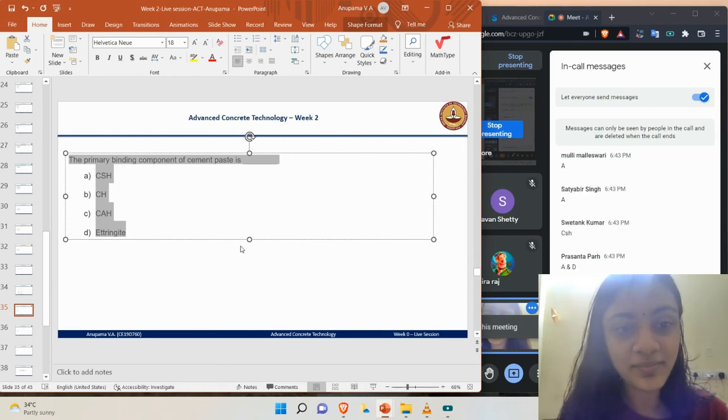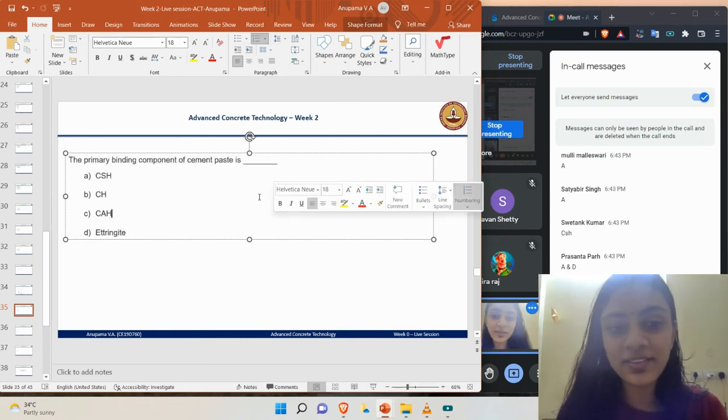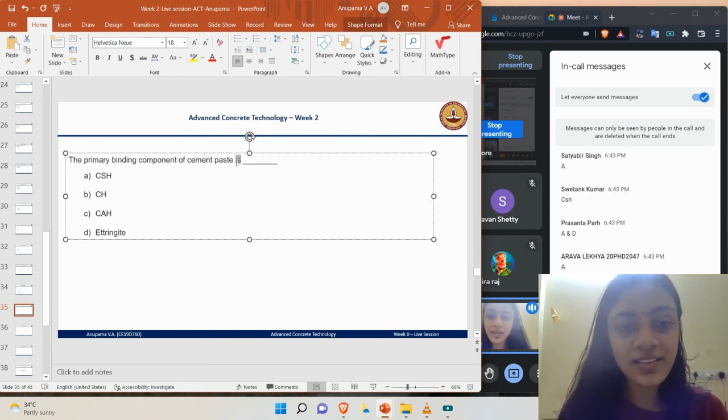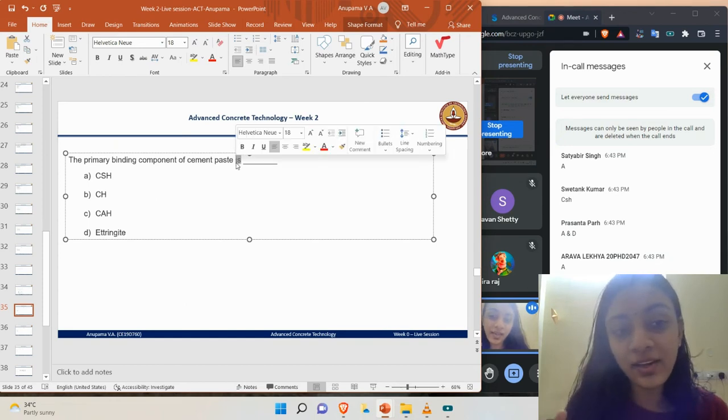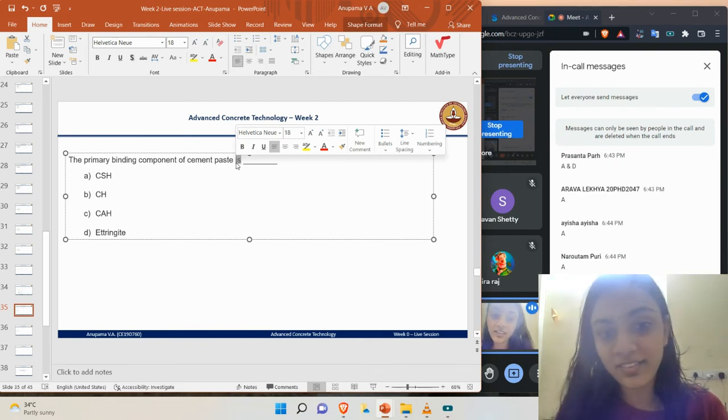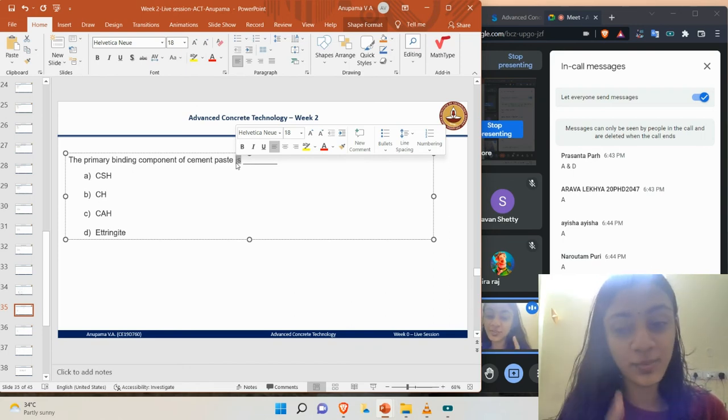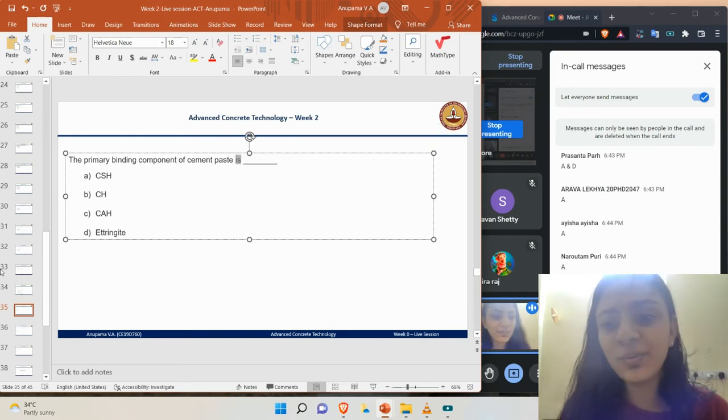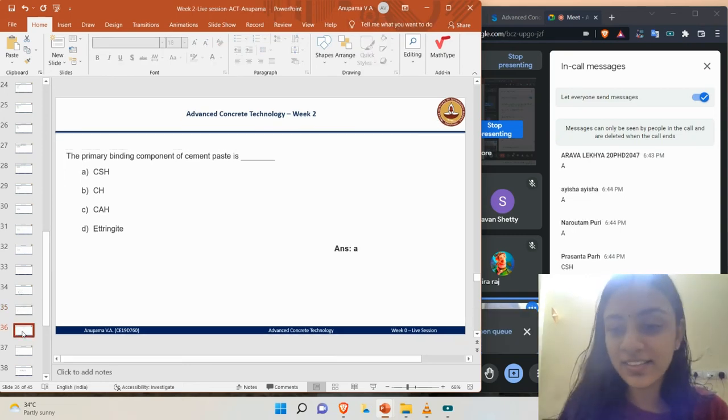A and D. One more way to identify whether it is a multiple-correct-answer question is here. I am asking what the primary binding component of cement paste is, which means it is a singular thing. I didn't ask what the primary binding components are, so it cannot be two, it has to be one. CSH. As many of you rightly told, the correct answer is CSH. We move to the next question.